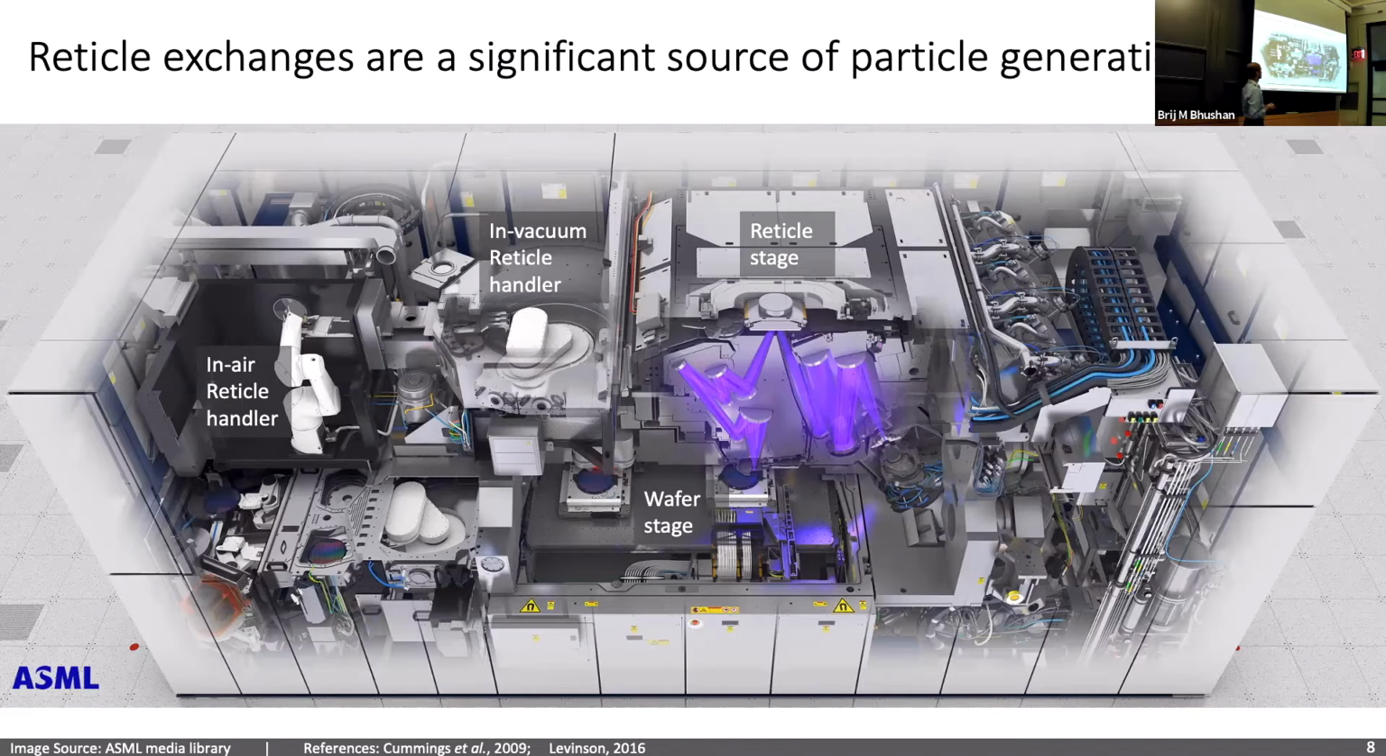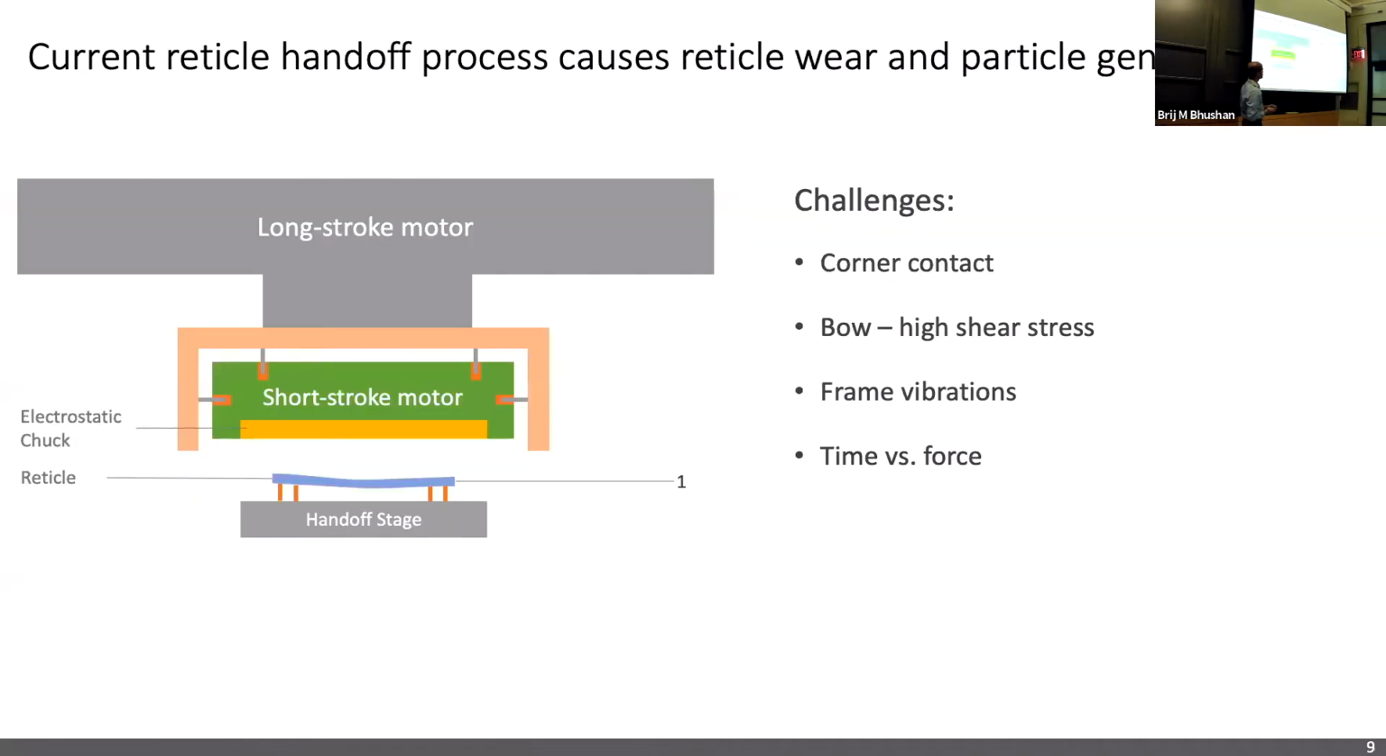Why does the current reticle exchange process generate particles? So to look at that, let's see what happens currently. Say the reticle is on the handoff stage. It's currently resting on these pins due to its own self-weight. Now these reticles, because they are working with such short wavelength of light, and the optical features are so small, they are flat to nanometers. So they are extremely flat, and they have a slight bow of about 1 micron just due to self-weight, and even that is significant at the kind of precision that we are talking about.